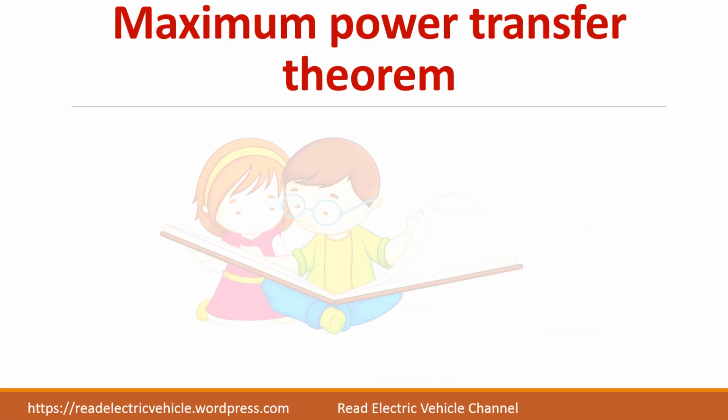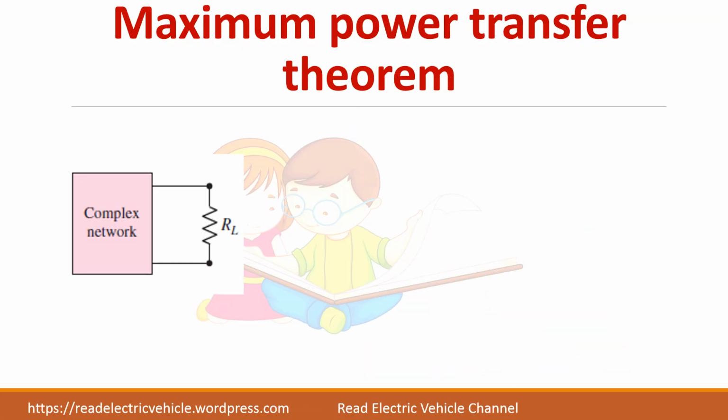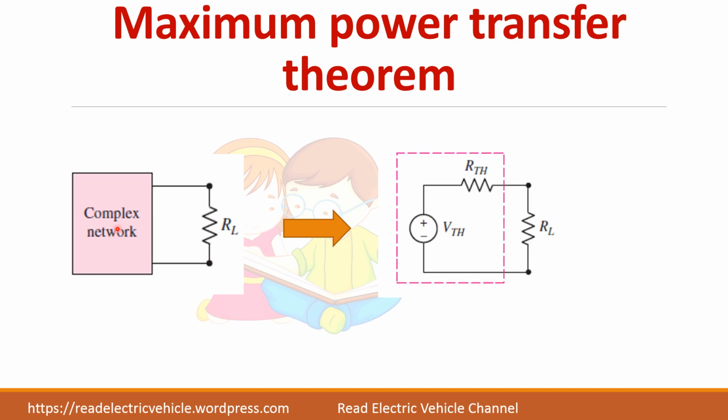Now, when you have a complex circuit like this, we have already seen any complex linear network can be replaced by a Thevenin network. So VTH and RTH will be there. So in this case, the load will receive the maximum power when load resistance is equal to the Thevenin resistance.